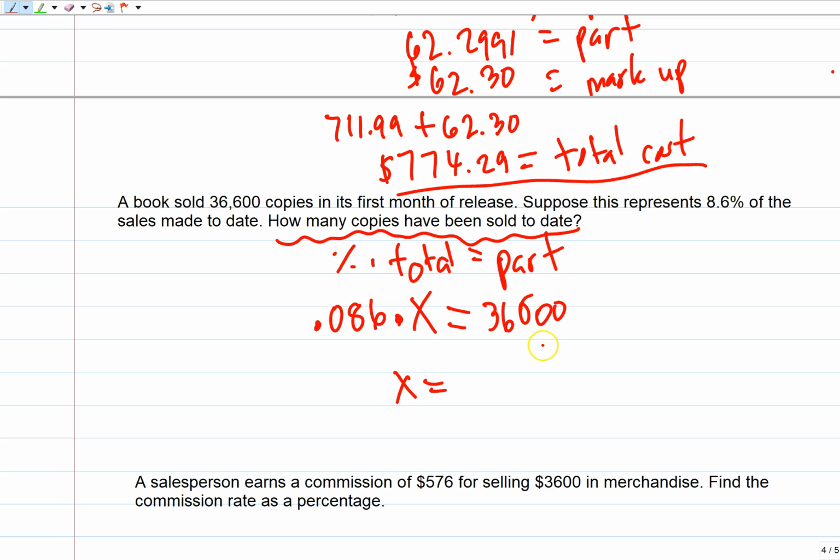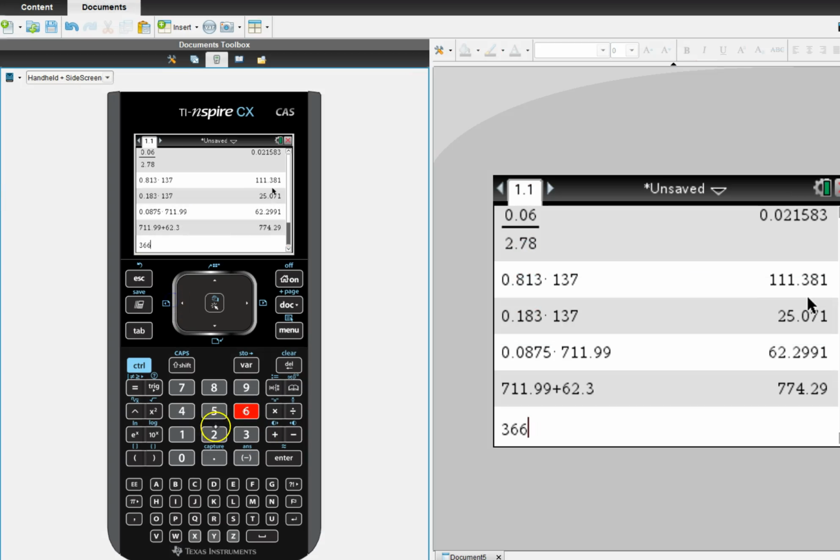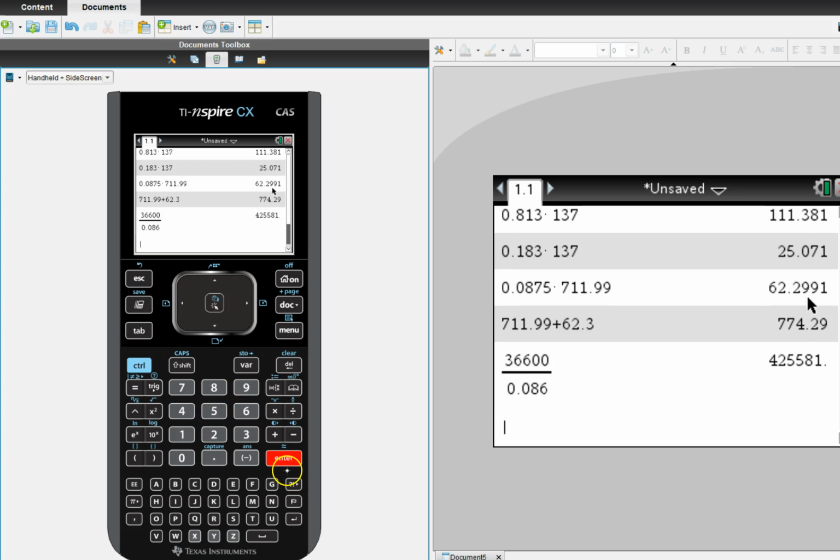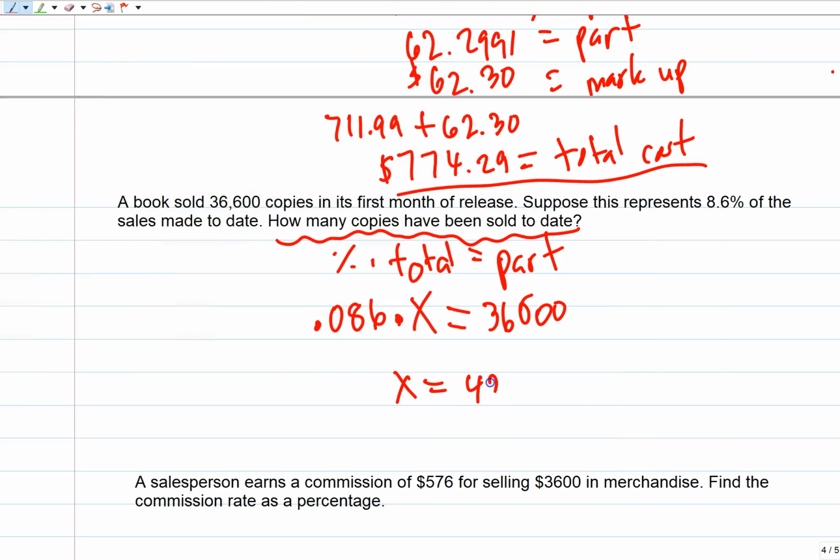So 36,600 divided by 0.086 is 42,581. That is the total books sold.